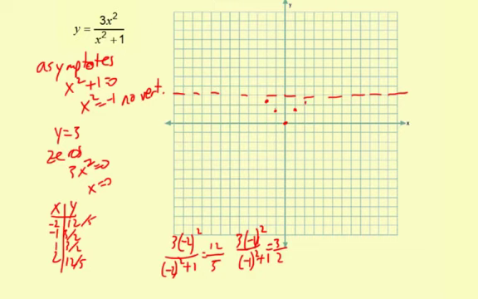It's going to go kind of like this. Like that. Okay, so as you keep going, the values will approach y equals 3, and the lowest point is 0, 0.